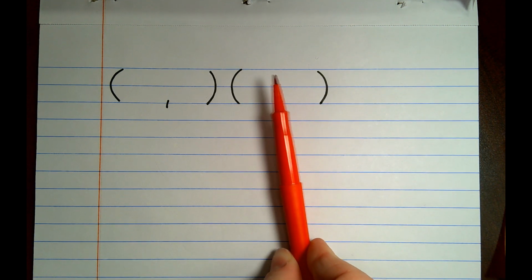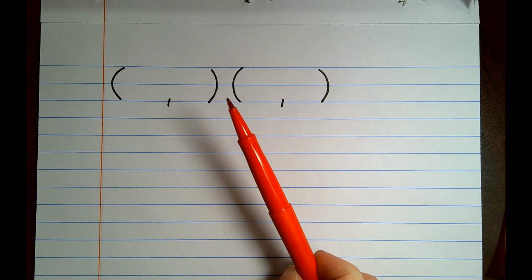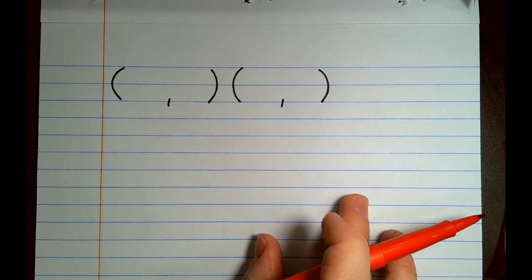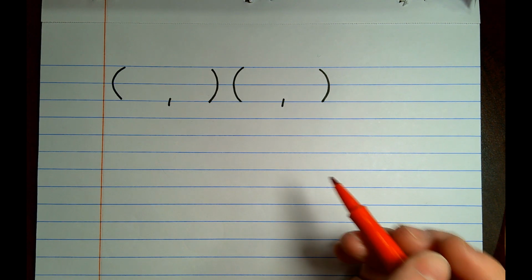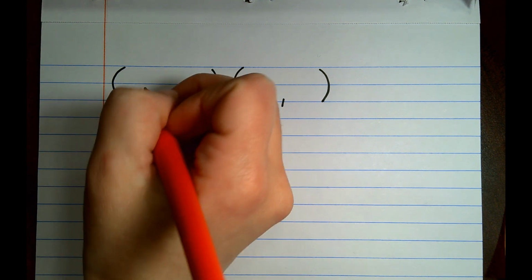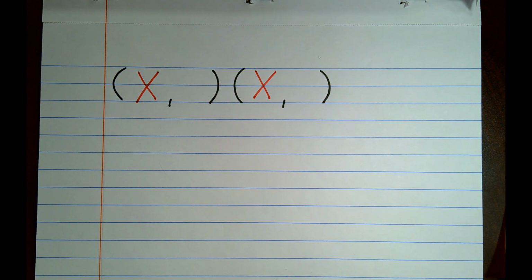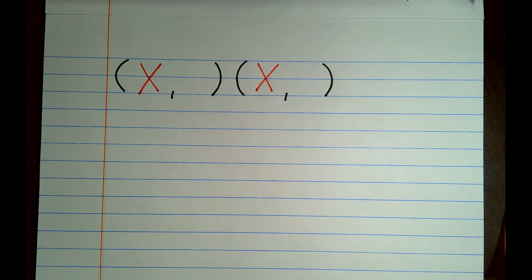Get a red writing utensil, okay? If you don't have one at your desk, let me know. I will happily give you one. Okay. And we're going to start by putting X's in the first spot. Just those X's in the first spot.